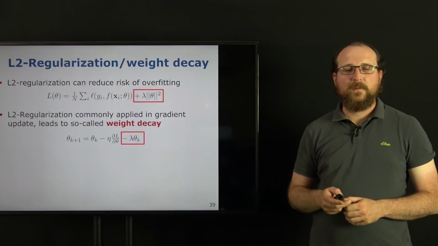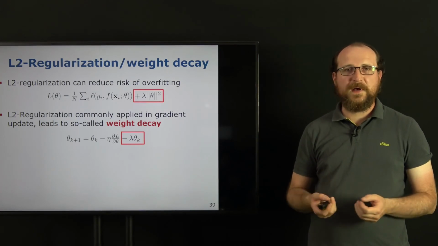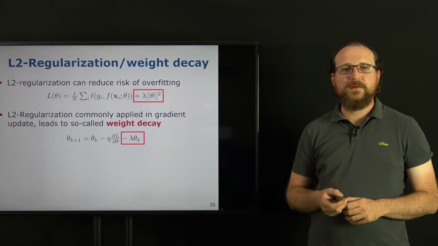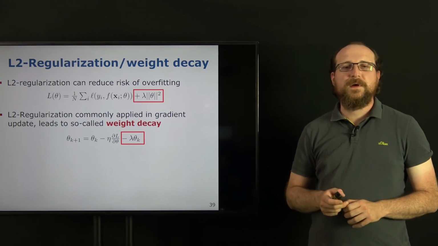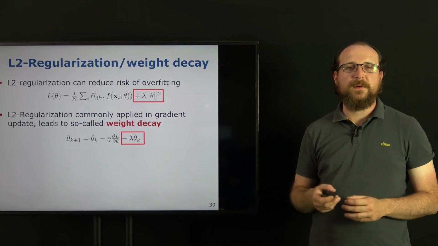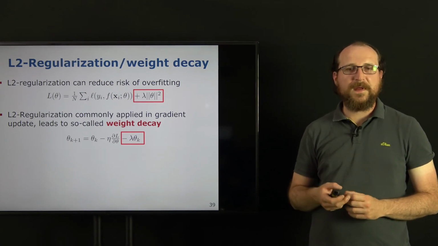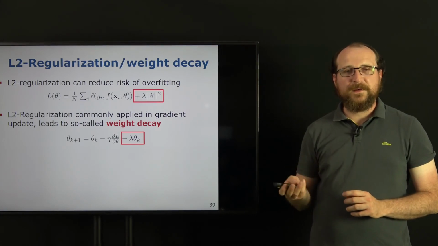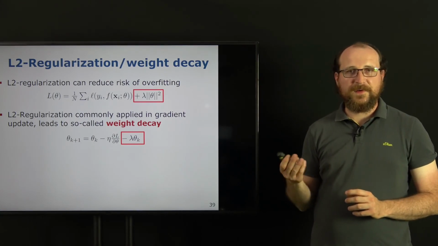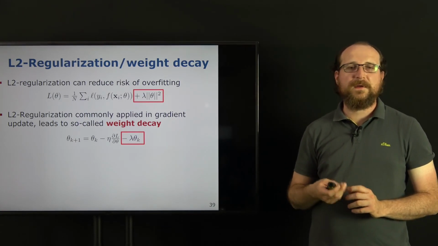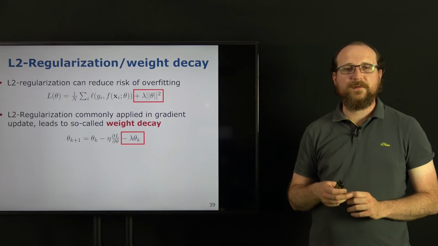So one common thing that we also applied for the softmax regression was to use L2 regularization, which reduces the risk of overfitting by keeping the parameters small in the end. So we add a term to the loss that increases with the size of the parameters, and this is usually then applied in the gradient update, so that we have this so-called weight decay.